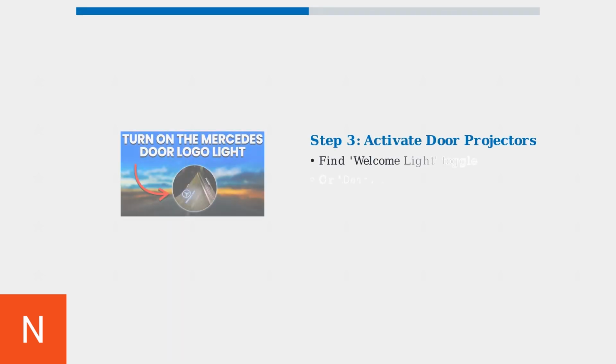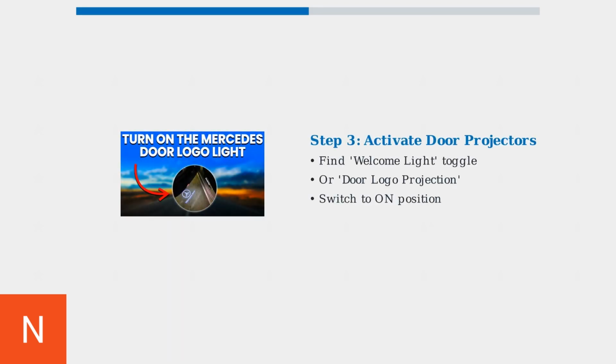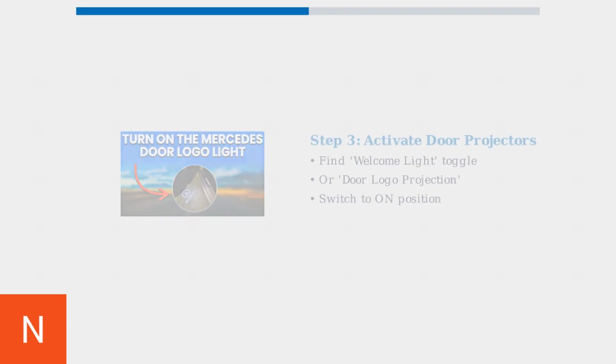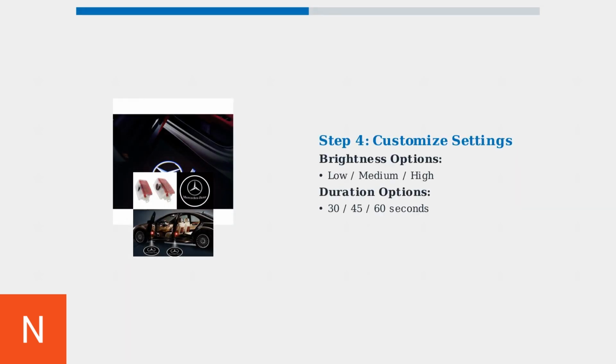Within the Lighting menu, find the toggle for Welcome Light or Door Logo Projection. Switch this setting to the On position to activate your door logo lights. Most factory systems offer customization options.